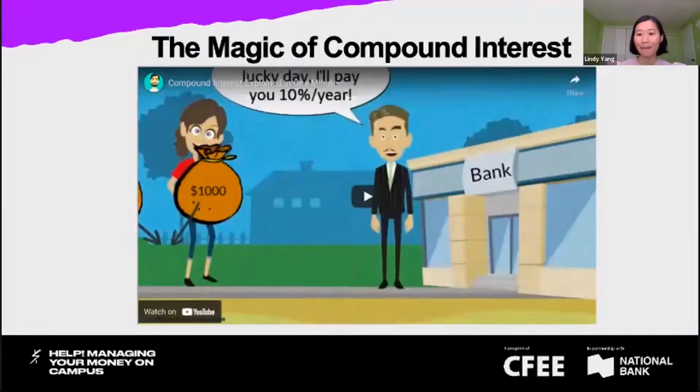The magic of compounding refers to how savings and investments can grow in value more quickly because of compound interest. Let's watch this video that talks about the difference between simple interest and compound interest, and illustrates the impact of compounding over time.